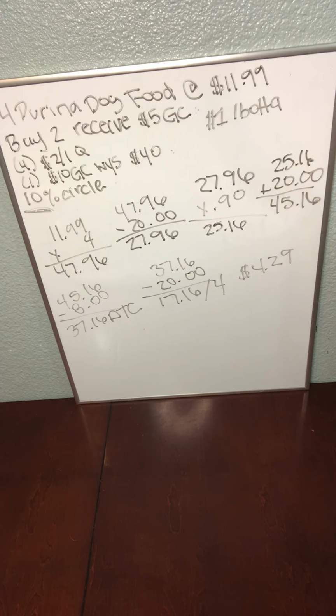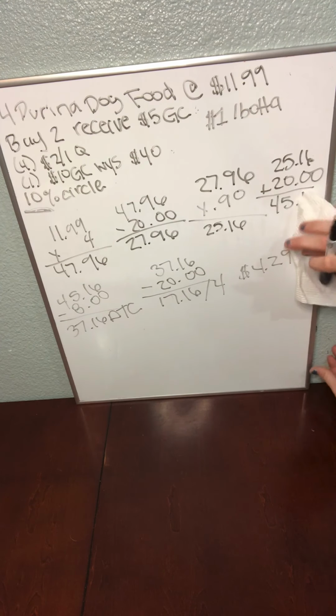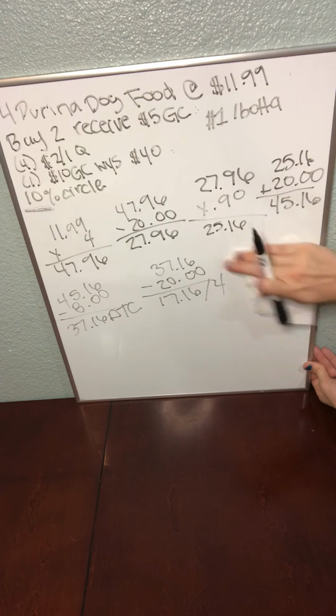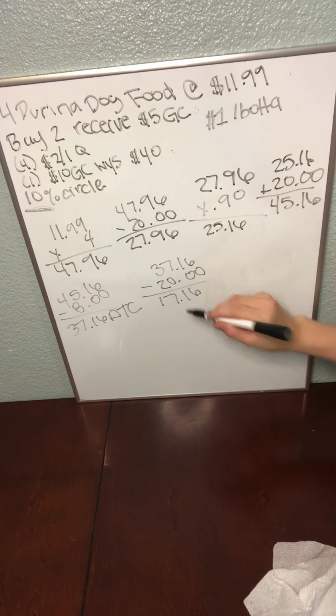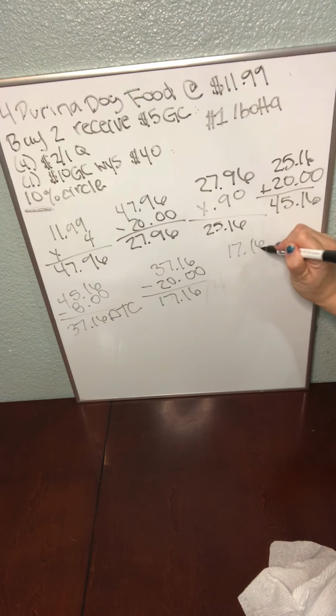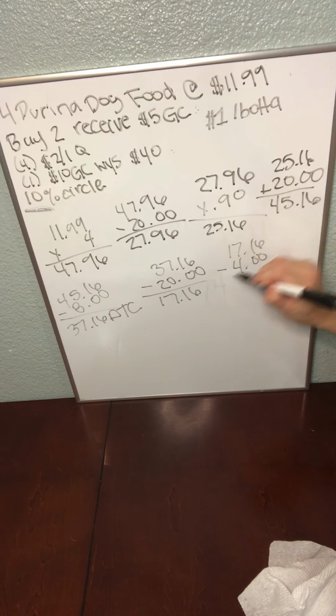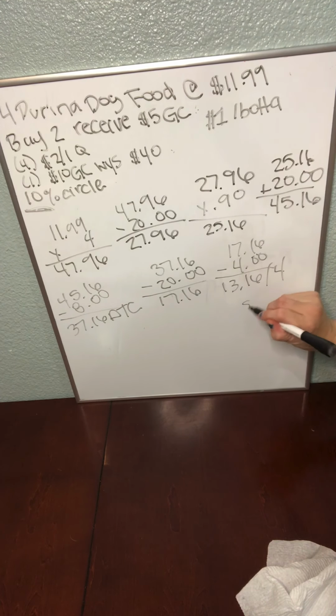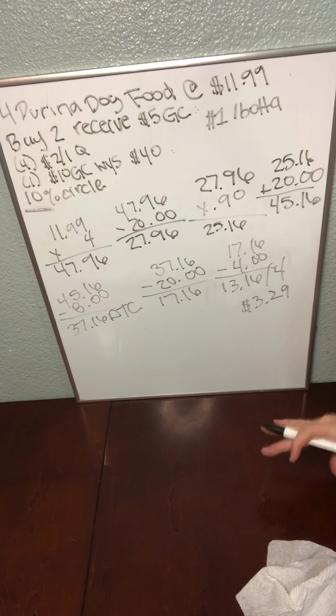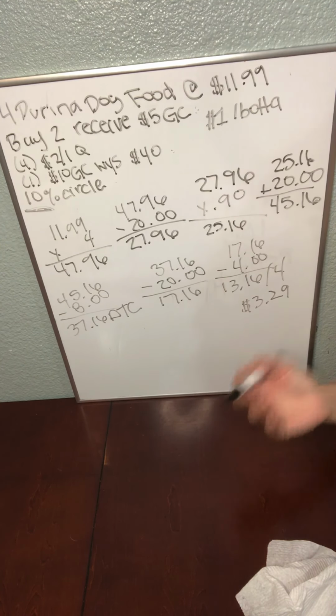So the only step that's going to change here is it's just going to come right in here. We got our $20 back in the gift cards, but now we're going to get an additional $4 back on Ibotta. So that's going to be $13.16. Divide that by 4, and we get $3.29 a bag. So as you can see, each step we take lowers the price, but now there's one more thing I want to show you, another step.